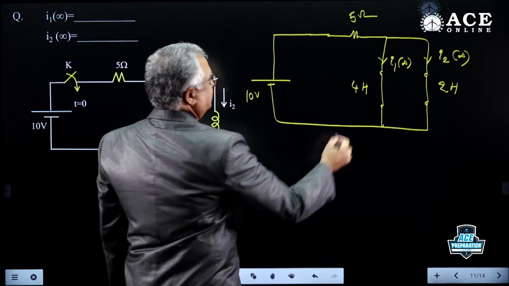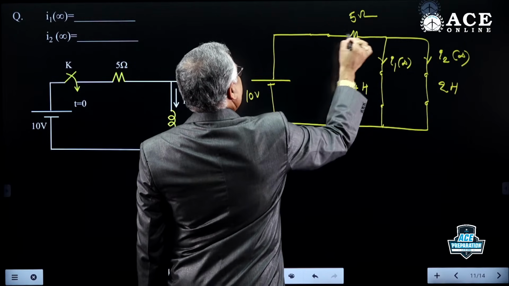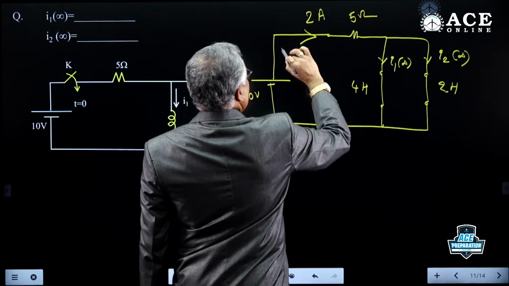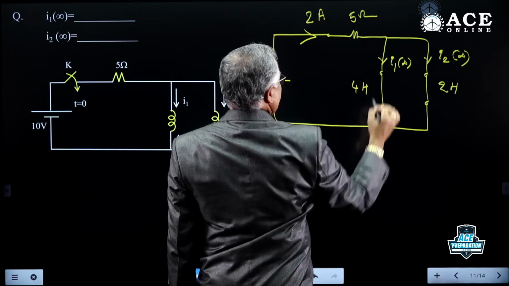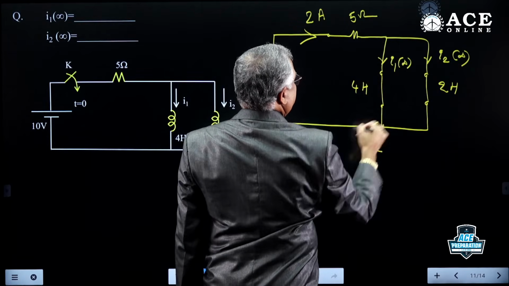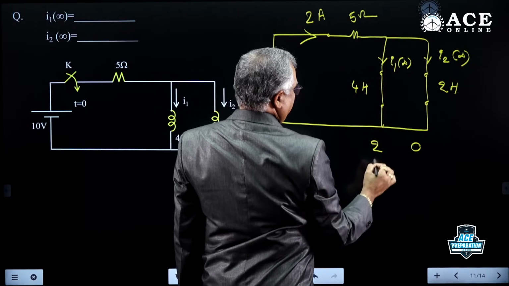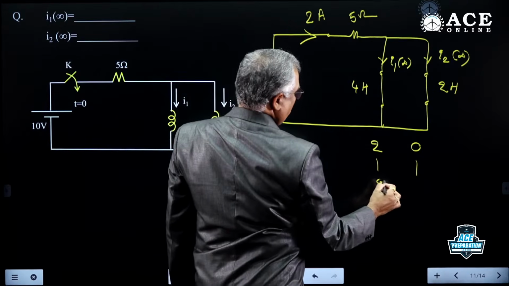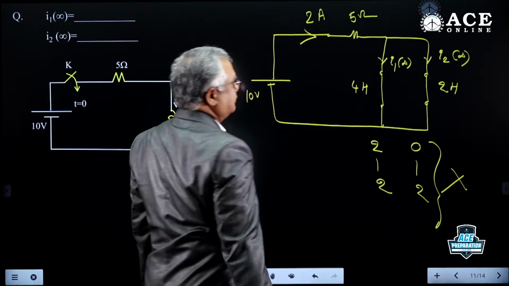Students commonly make a mistake like this. They think this is short, this is short, so 10 by 5, the current is 2 amps. Some students will give the answer 2 and 0. Some students think both are short and divide equally, 1 and 1. So different combinations, even 2 and 2. These are all possible mistakes.